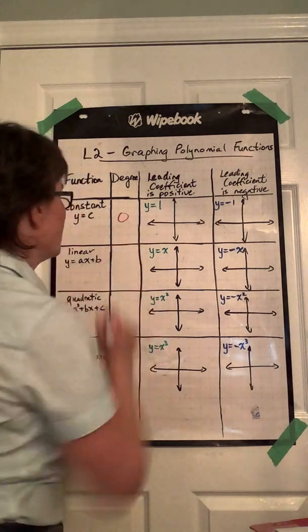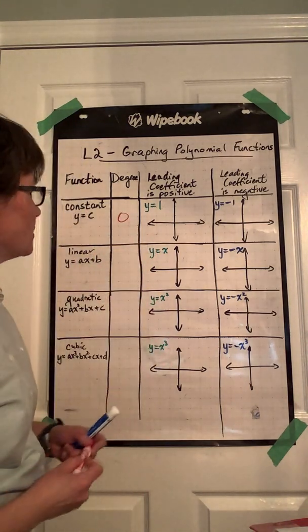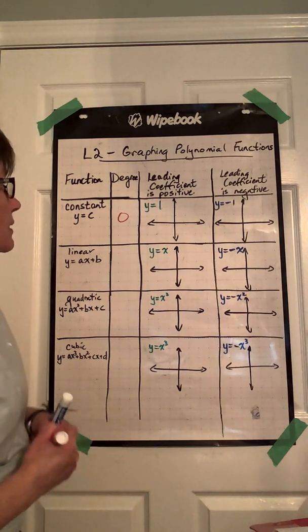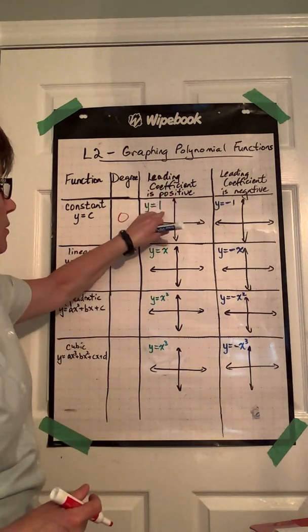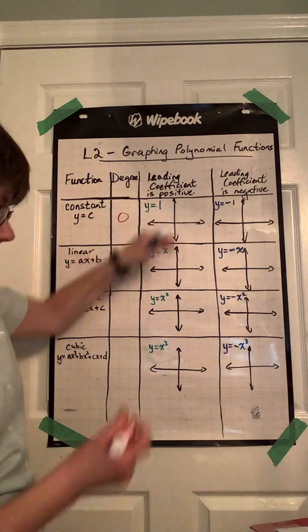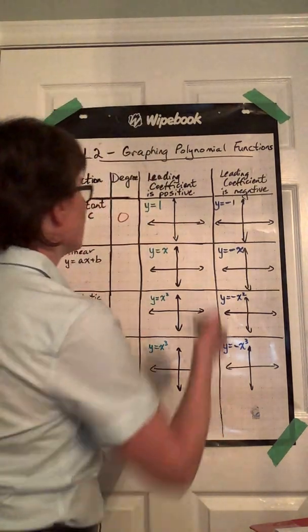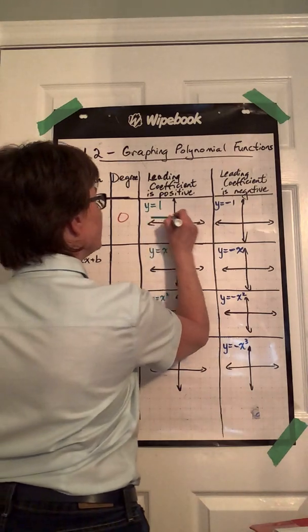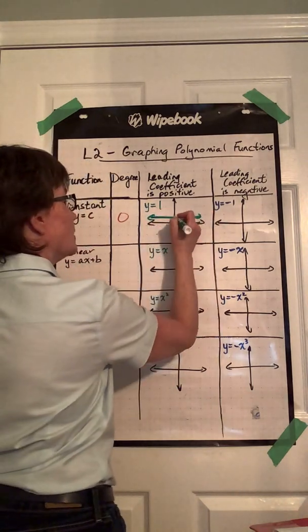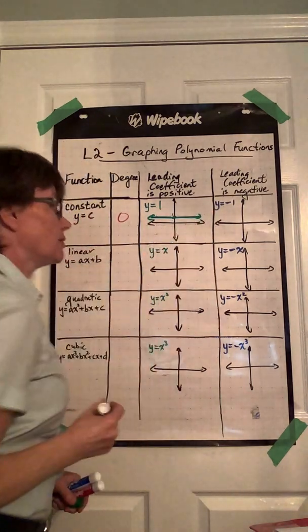Okay, so back up here to a constant function. We know what these look like. For example, leading coefficient is positive, so if that number is 1, y equals 1. We all know what y equals 1 looks like. It's this graph, where it crosses the axis there at 1.